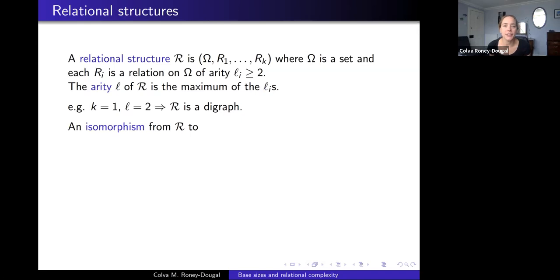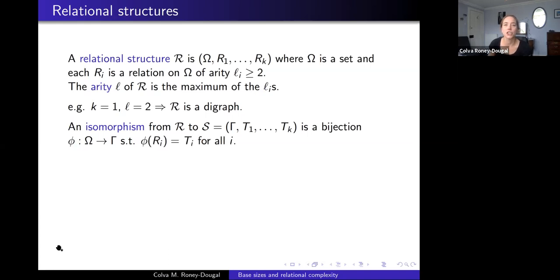So an isomorphism from R to some other relational structure S is kind of what it has to be, but quite a strong version of what it has to be. So it obviously has to be a bijection from omega to gamma. Wouldn't make sense to call it an isomorphism otherwise. And then the strong condition is that I want it to map each relation to the corresponding one in the right order. So it's not allowed to somehow jumble them around. It has to send phi of Ri to Ti for all i. So first relation goes to first relation, second relation goes to second relation.